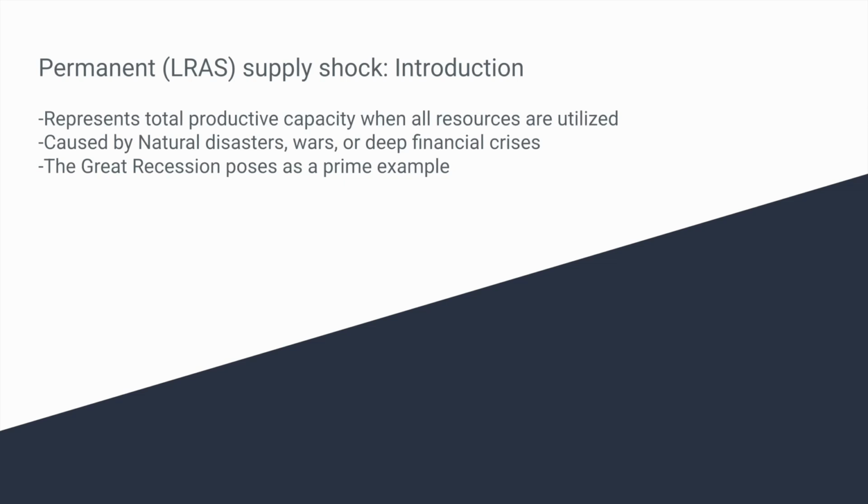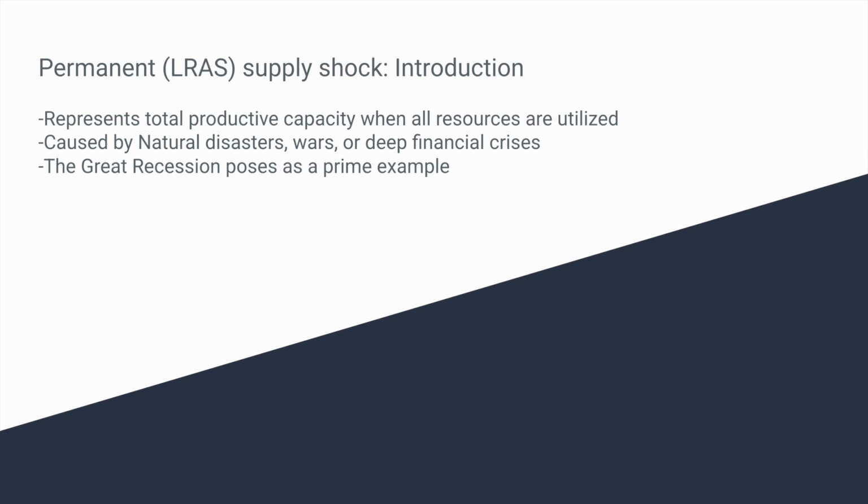Long-run aggregate supply, or LRAS, represents the total amount an economy can produce when all resources, labor, capital, and technology are fully utilized. While short-term supply changes can shift the economy temporarily, permanent supply shocks cause lasting changes to LRAS. These can be triggered by major disruptions such as natural disasters, war, technological stagnation, or deep financial crises.